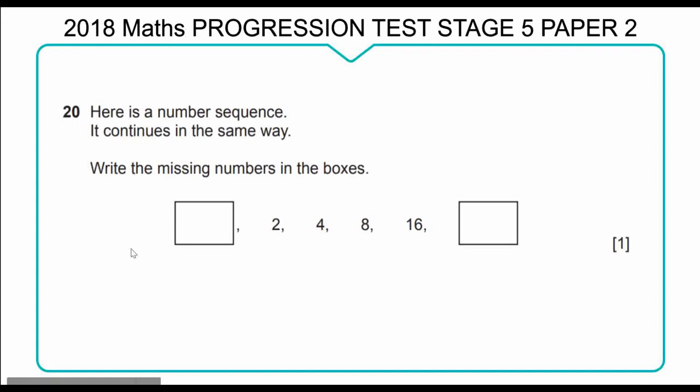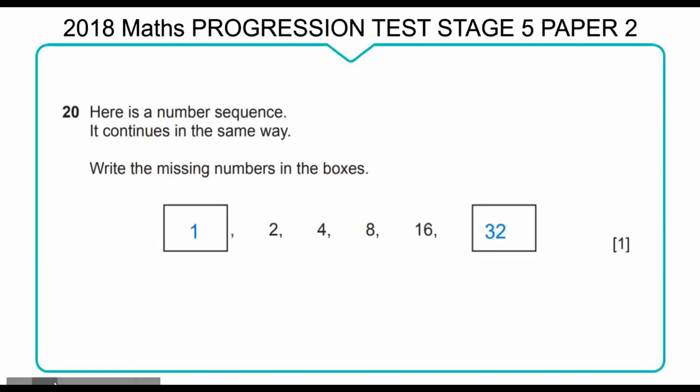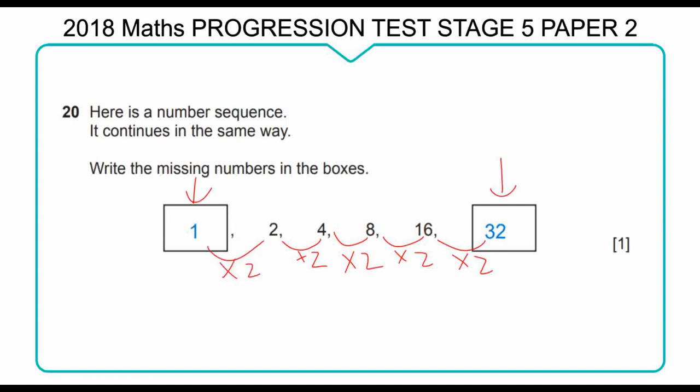Here we go. Let's check out 1 and 32. How did we get that? If you see the pattern, 2 to 4 is times 2, 4 to 8 times 2, 8 to 16 times 2, so this must be times 2. This is how we got the pattern. 16 times 2 is 32. And a number times 2 gets 2, so this must be 1. That's how we got the answer.